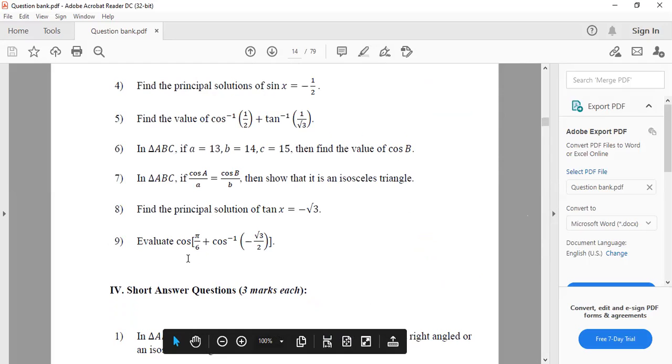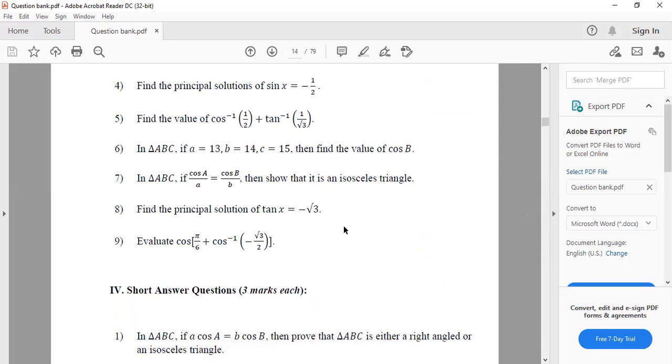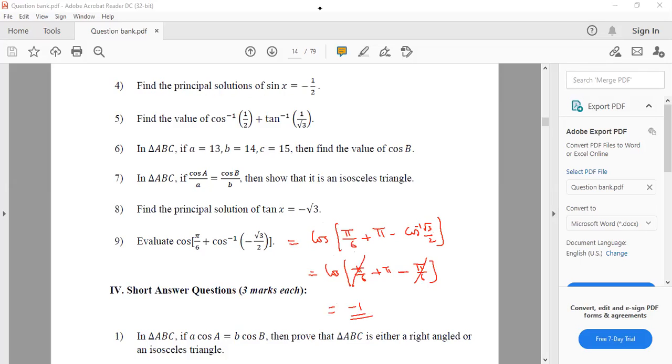Ask me. Okay, can you tell me how to do the 9th one? Yes, sir. Cos inverse of minus root 3 by 2, we will convert into pi minus cos inverse root 3 by 2. So cos pi by 6 plus pi minus... In which angle does cos inverse minus root 3 by 2 come? 30 degrees. 5 pi by 6. So cos pi is minus 1.